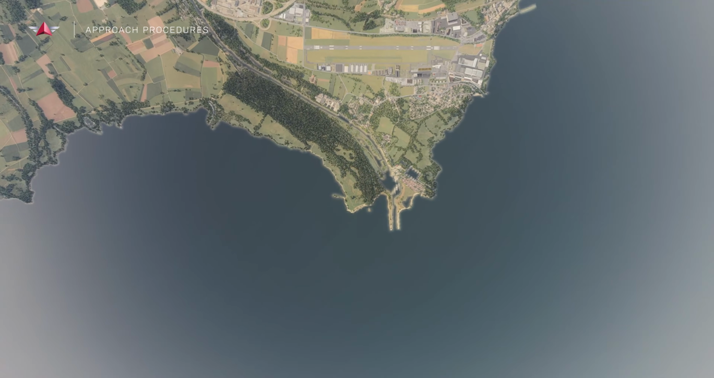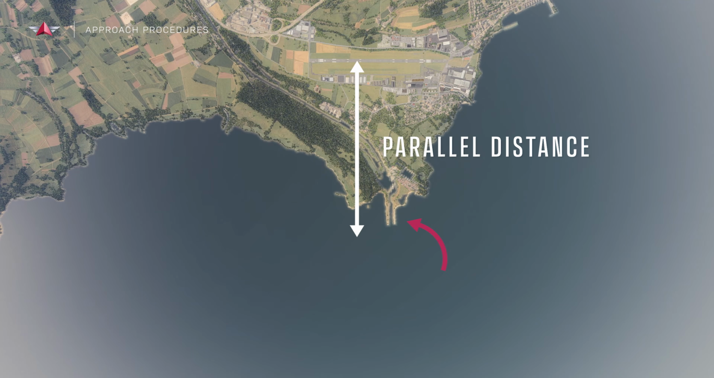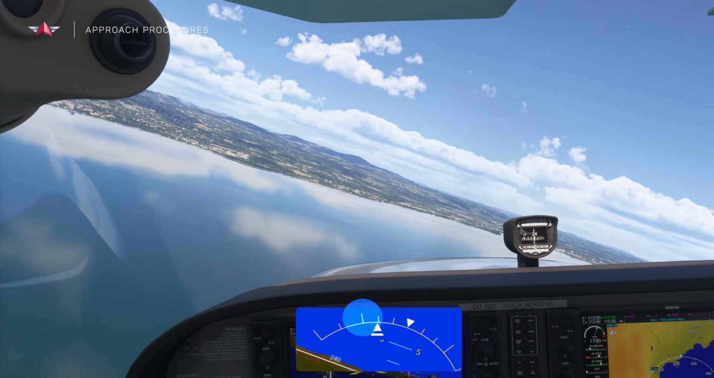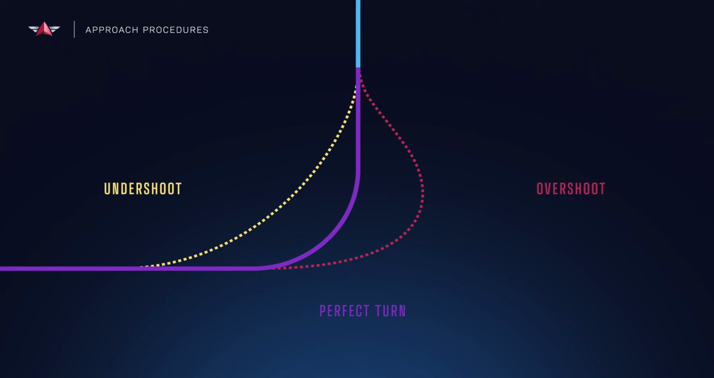For the next pattern though, consider why the overshoot happened. Perhaps your parallel distance was too narrow, shortening the base, or perhaps you didn't use a 30-degree bank angle in the turn to base and the turn to final. The timing of the base to final turn is something you'll learn to estimate visually as your experience builds. It won't be long until you realize that the overshoots are behind you.